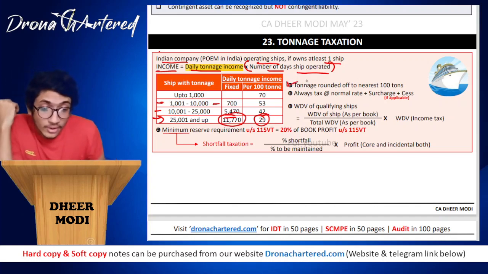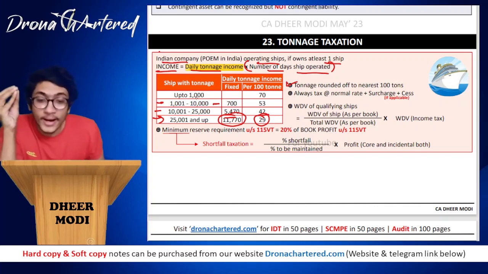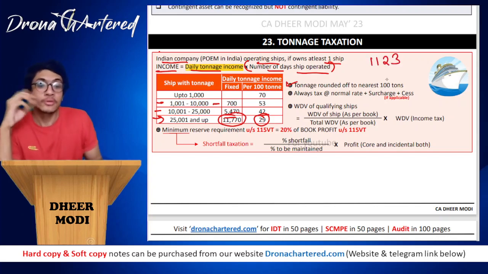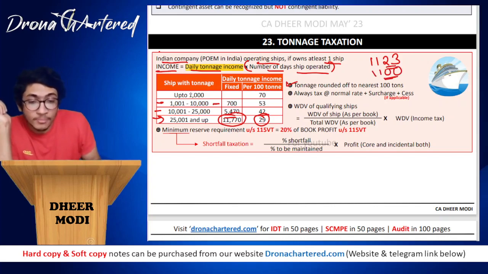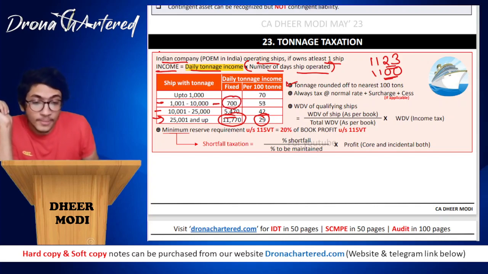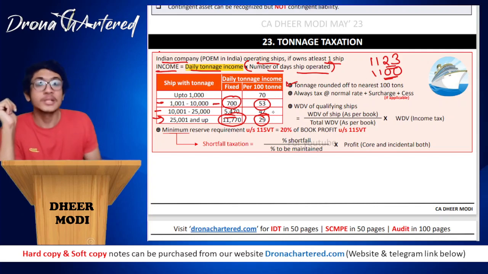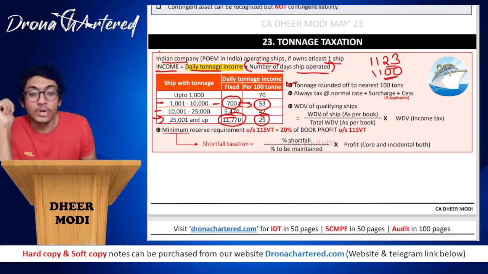Now, your tonnage will be rounded off to the nearest 100 tons. For example, if your ship's tonnage is 1023, rounded off to the nearest 100, this will become 1100. 1100 means it is from 1000 to 10,000, correct? So it will be 700 plus 53, because there is an extra 100 tons over and above 1000. Therefore, on 100 tons we will charge 53 rupees. So your total will come to 753 rupees per day, multiplied by the number of days, and you will get your income.